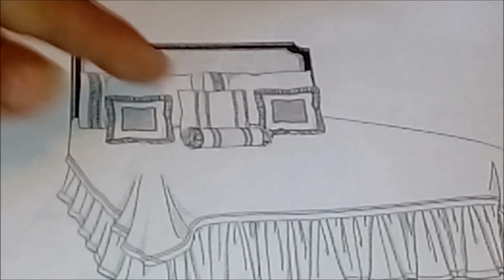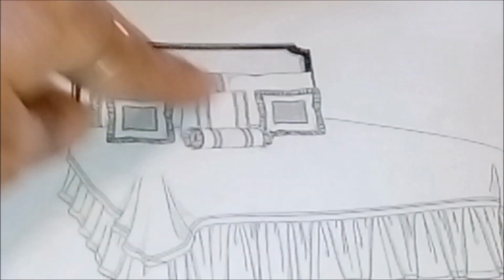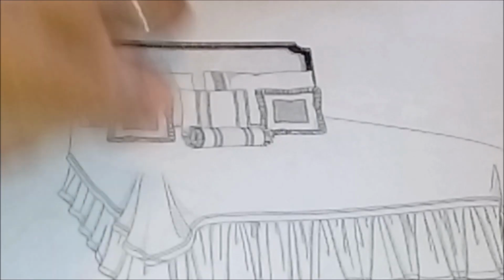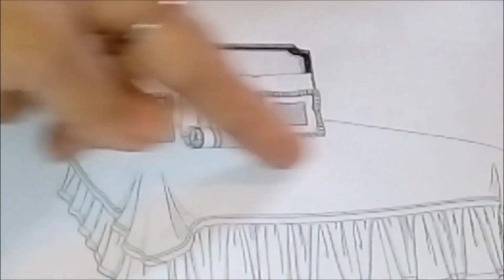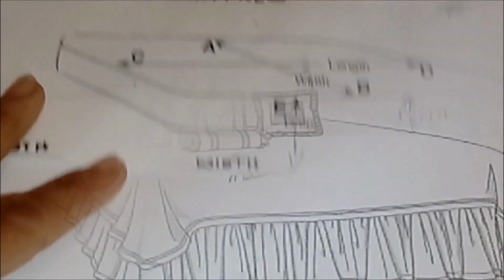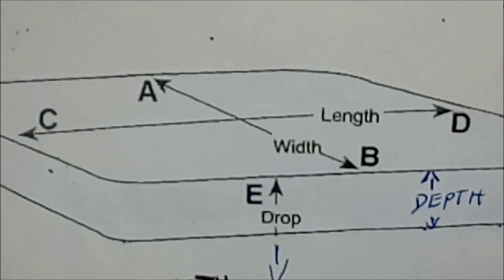This is the head of the bed where your pillows are, and this is going to be called the length where you lie coming down. This is your width coming across. So I have a diagram here, and this is going to be your mattress. This is how your mattress looks.